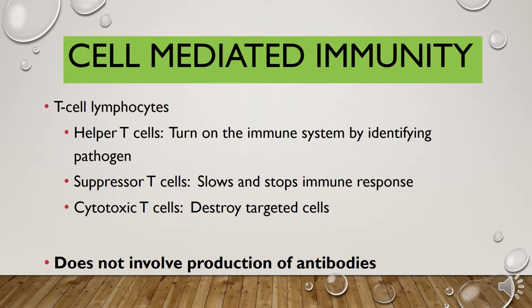However, you can see why you would need to be on anti-rejection medications, say, for a transplant, because these are the cells that would destroy the transplanted tissue. It does not involve production of antibodies at all, so that's the big difference between cell-mediated and humoral immunity.